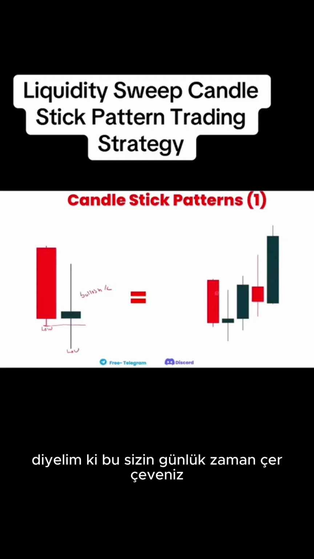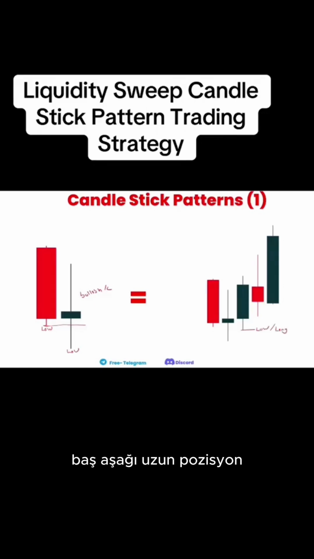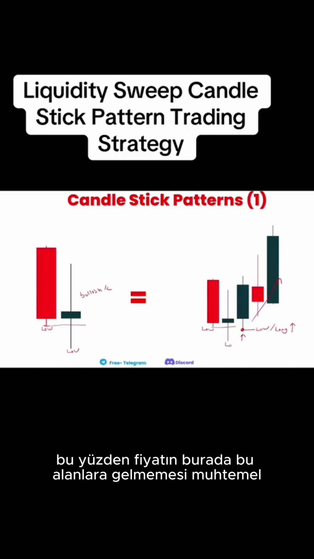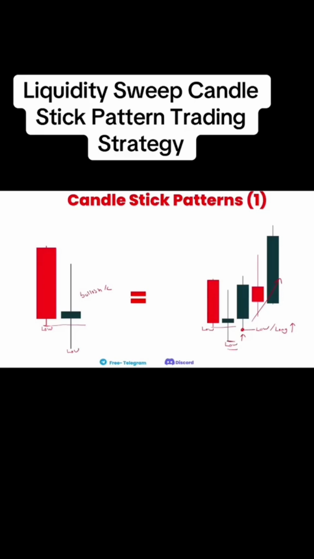Let's say this is your daily time frame. That means in the lower time frame, you'll be looking to enter longs around this low here. This low will be used to enter a long position to the upside. And also, if you enter on this area, when the market moves to the upside, you can still put your trade to break even because price has already manipulated this low here. So price is likely not to come around this area here. Price is not really going to come until it breaks new highs here.